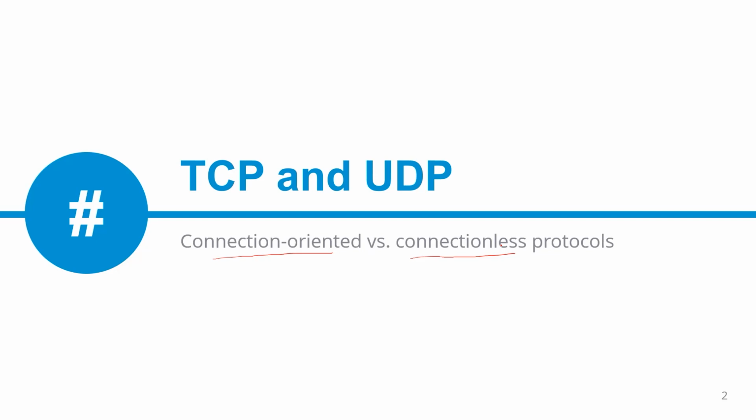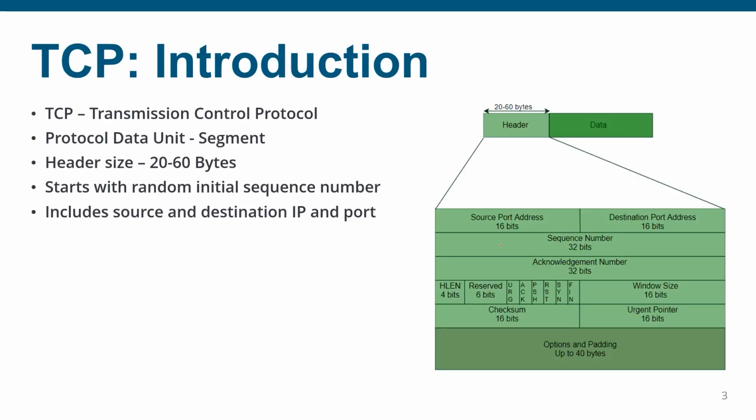So first up, TCP. TCP is the Transmission Control Protocol. That's what TCP stands for. The Protocol Data Unit is the segment, so TCP segments are sent and received. The size of the TCP header is 20 to 60 bytes. Its minimum size is 20 bytes, and it can be as large as 60 bytes.